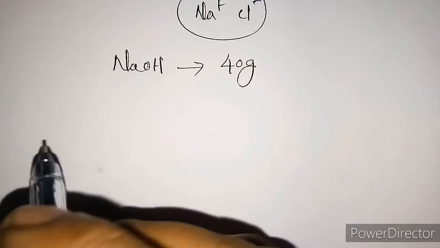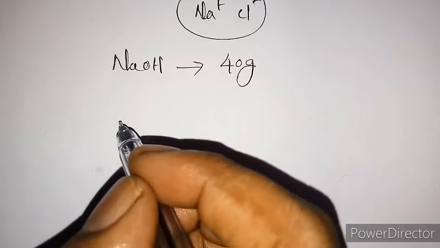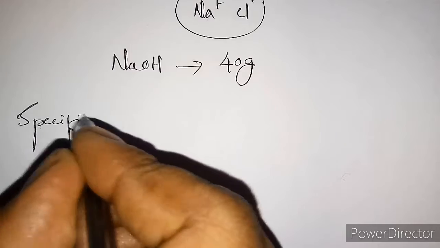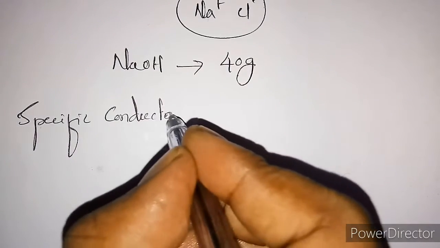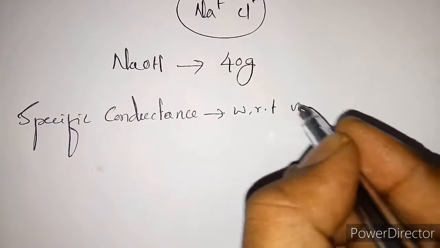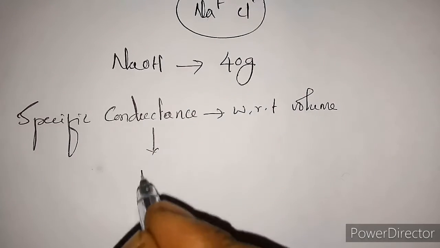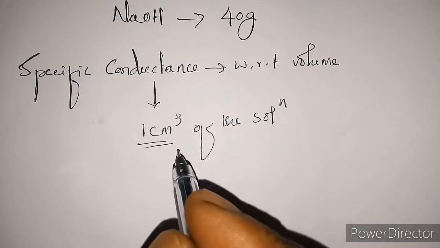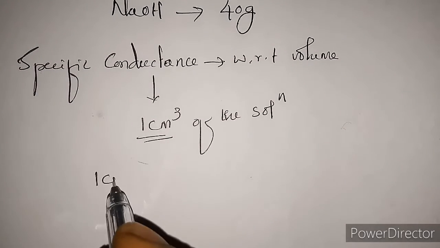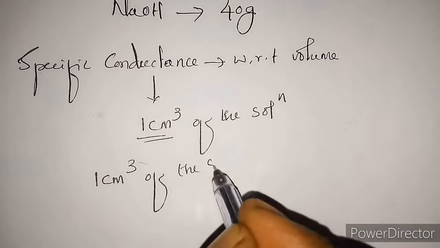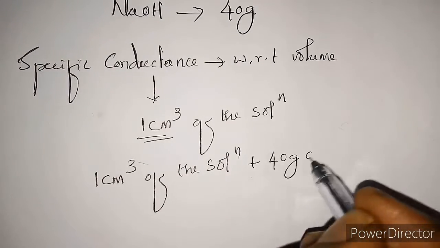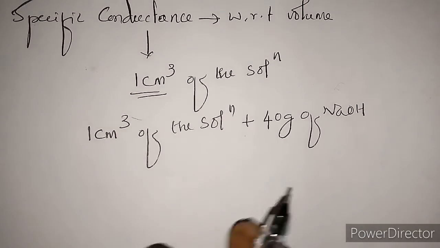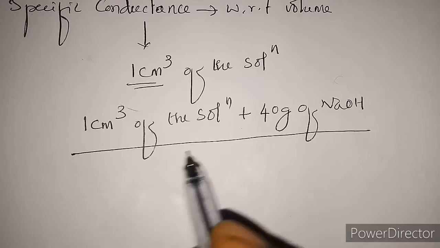Now there is a connection between molar conductance and the specific conductance. This molar conductance is actually irrespective of the volume. But specific conductance is with respect to volume, that is the conductance produced by 1 cm cube of the solution, then we call it as the specific conductance. Now imagine 1 cm cube of the solution contains 40 gram of NaOH, that is 1 mole of the electrolyte. NaOH is an electrolyte. Then we call it as a molar conductance.